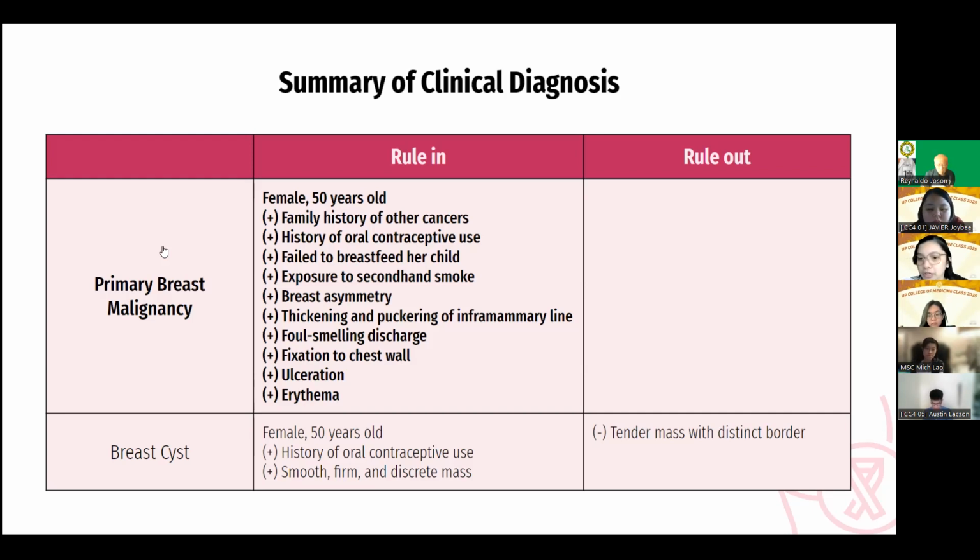With this, in comparison to breast cyst, she has a history of oral contraceptive use and a smooth, firm, and discrete mass. However, there is a chance for ruling out breast cyst because of the tender mass with a distinct border. With this, next slide, please.